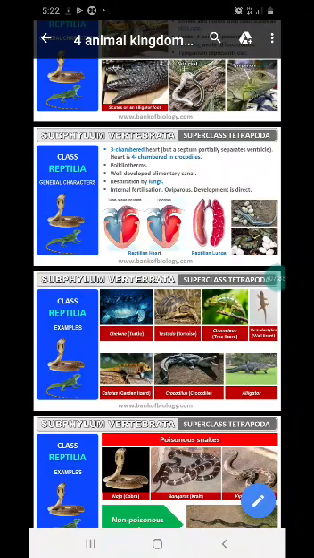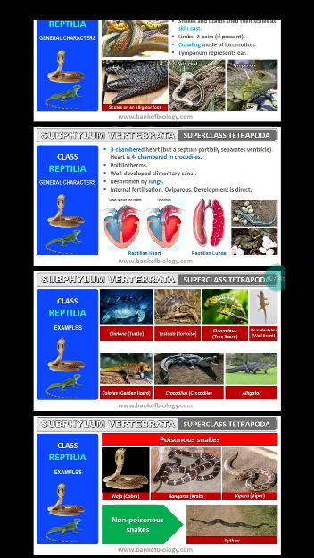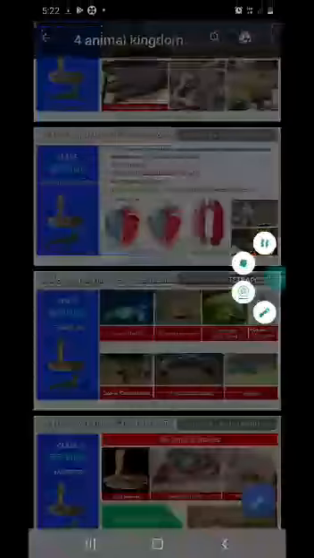All these are the examples of the class Reptilia. The snakes, the chameleon, the tortoise, the crocodiles, the lizard, snakes, all kinds of snakes. All are examples of Reptilia, class Reptilia.